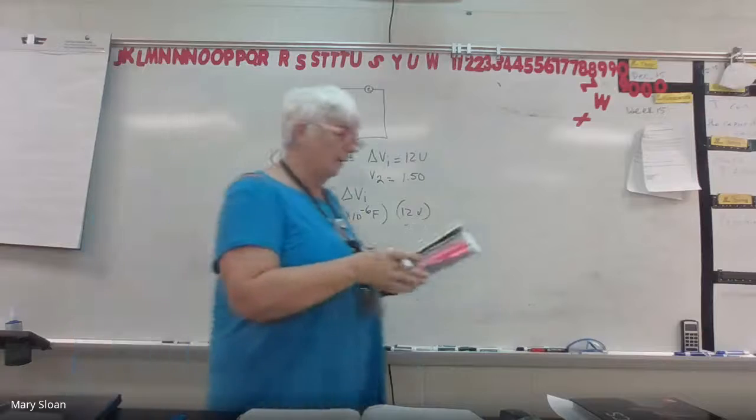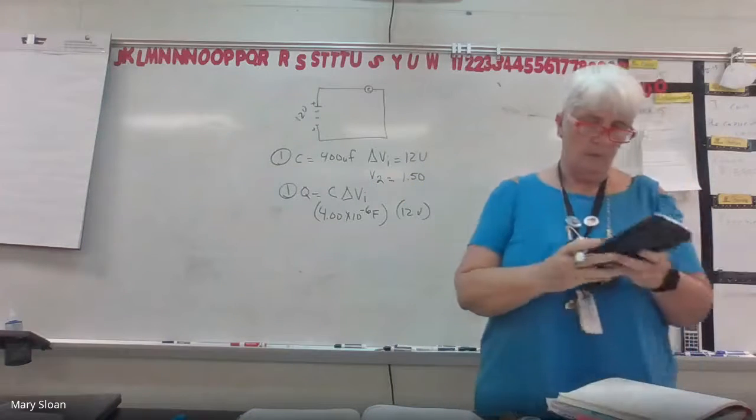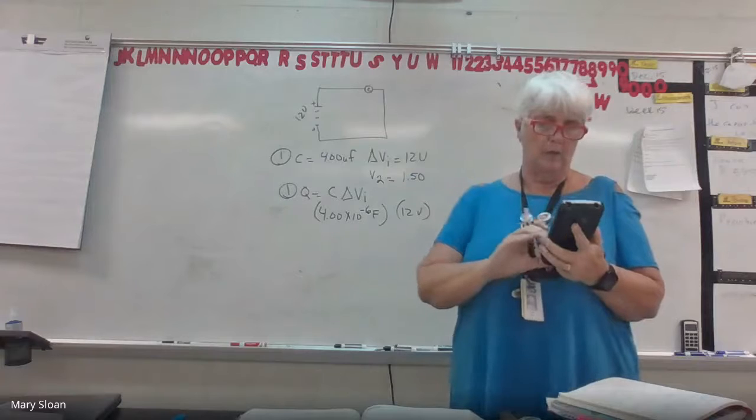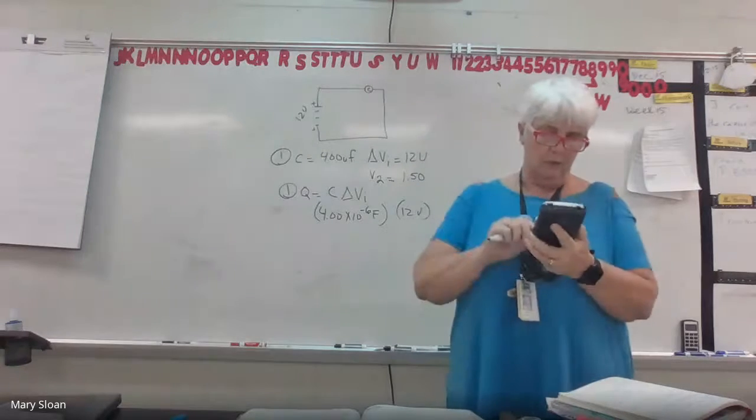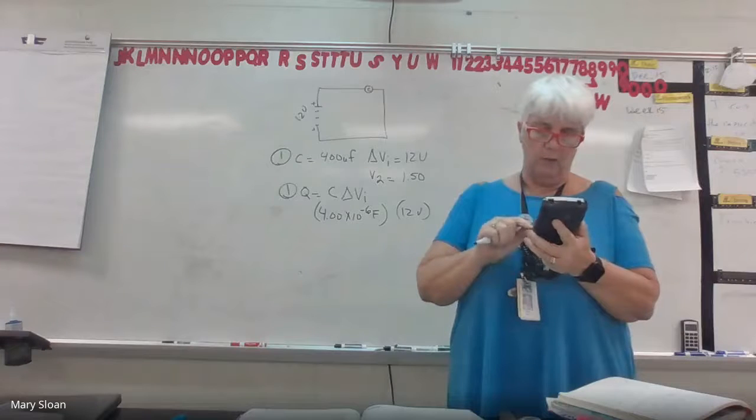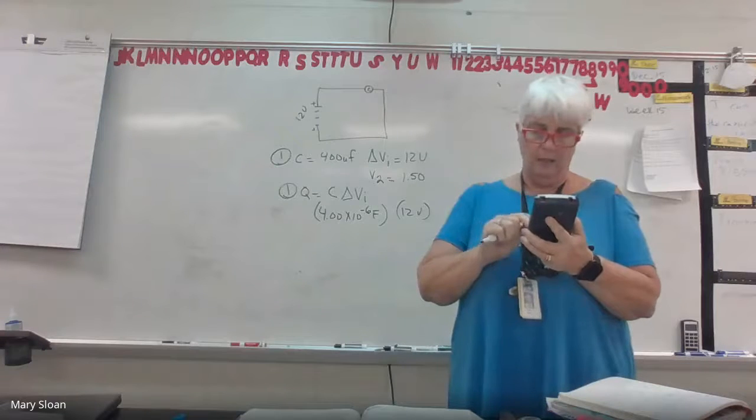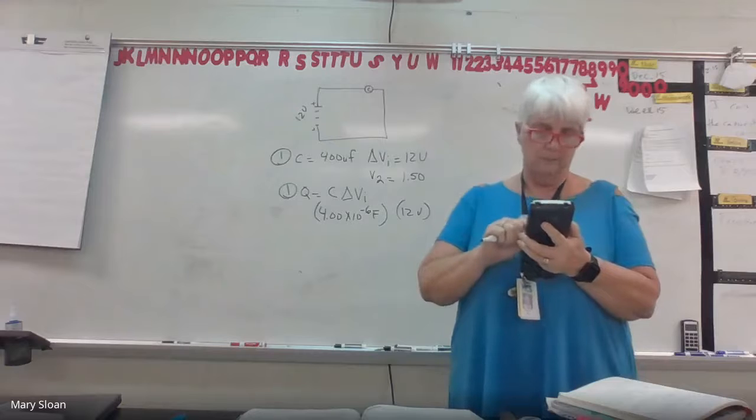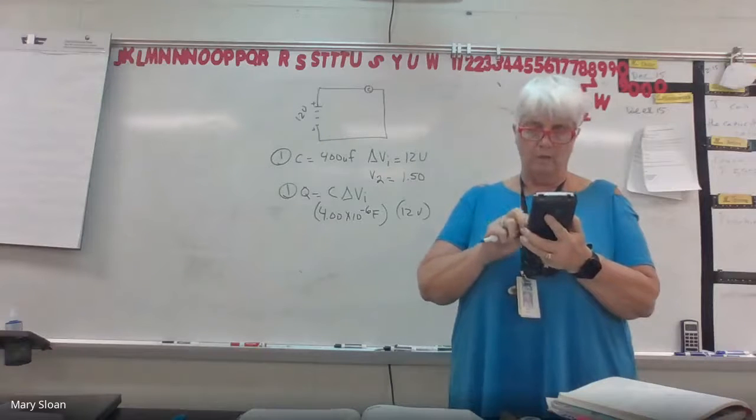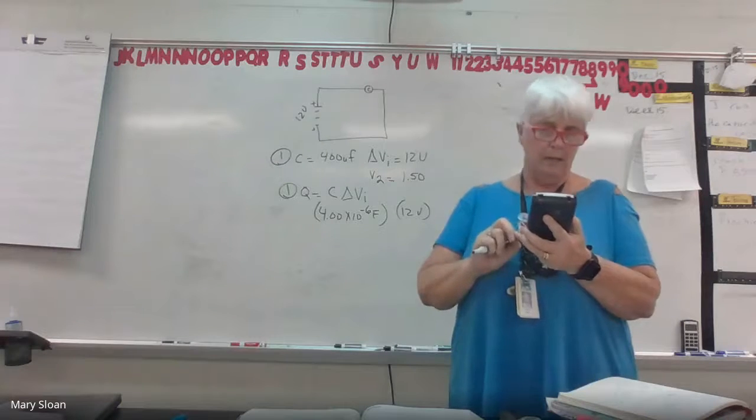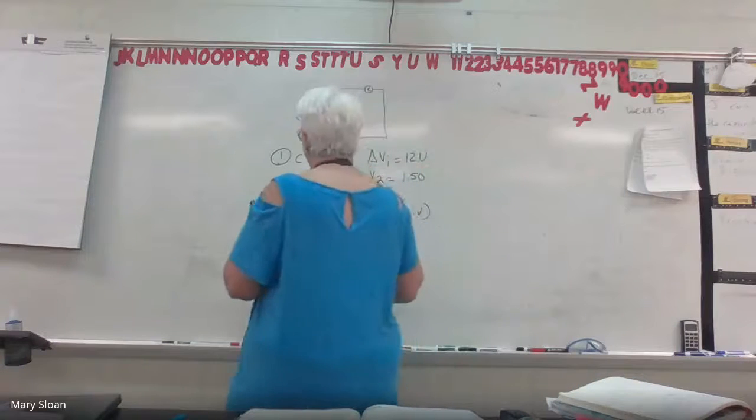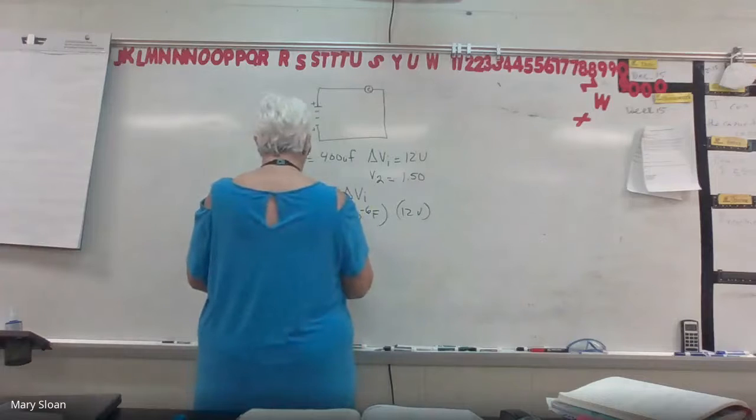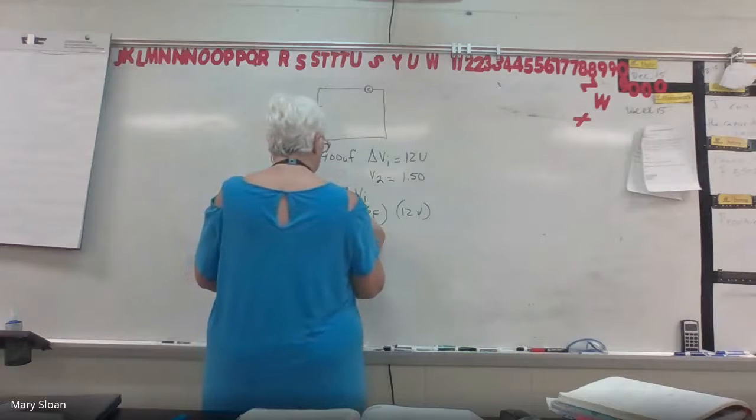So if you take your calculator, make sure that your mode is right, which mine is right this time. What I'm going to do is take 4.00 times 10 to the negative 6 and multiply that by 12 volts, and I get 4.8 times 10 to the negative fifth. So your first answer is 4.8 times 10 to the negative fifth coulombs.